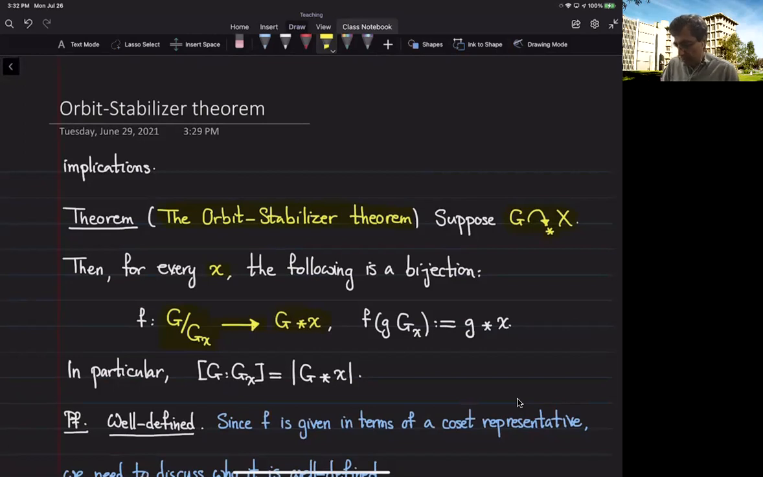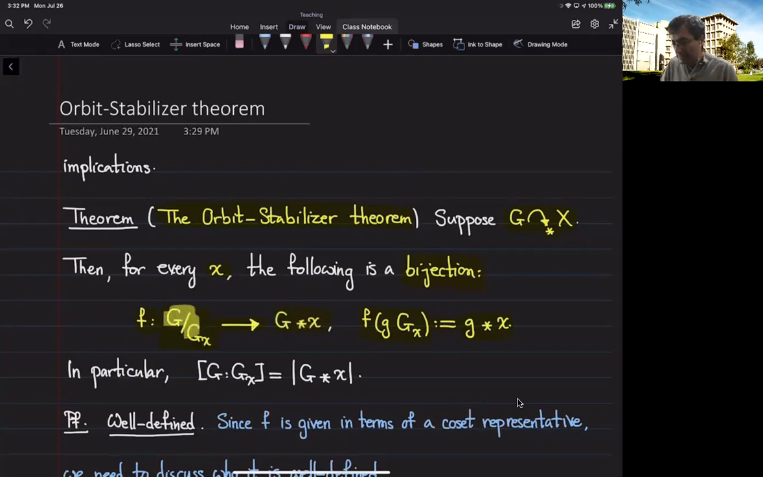What is the function? I feed it a left coset of the stabilizer subgroup with respect to X, and it gives me the point in the G orbit after this coset representative G acts on the point X. The claim is that this function is a bijection. In particular, if I'm dealing with finite sets, the cardinality of this is the same as the cardinality of that.